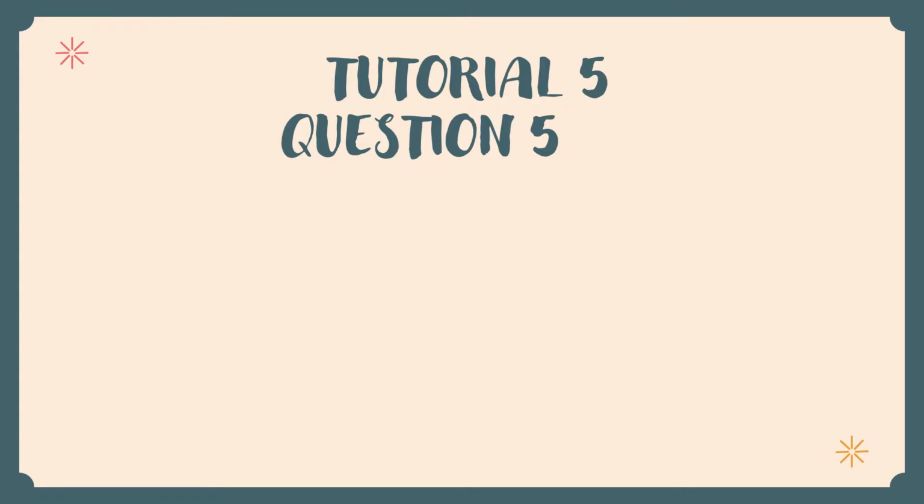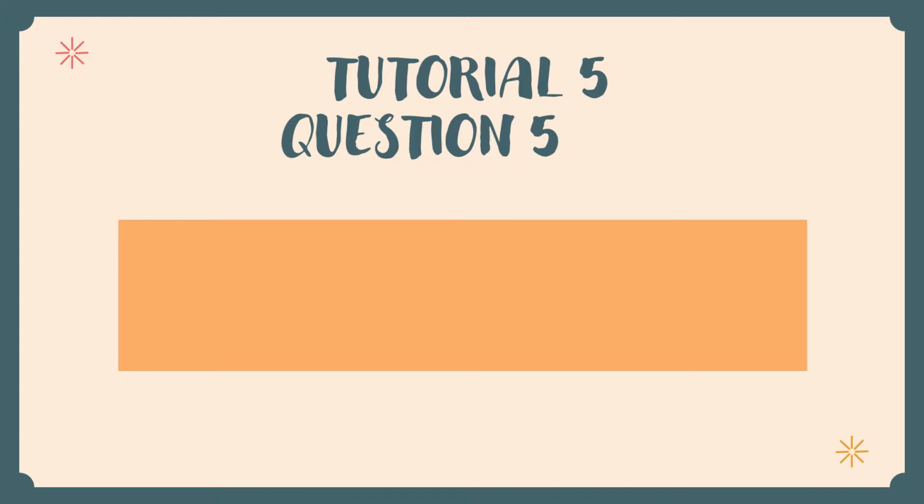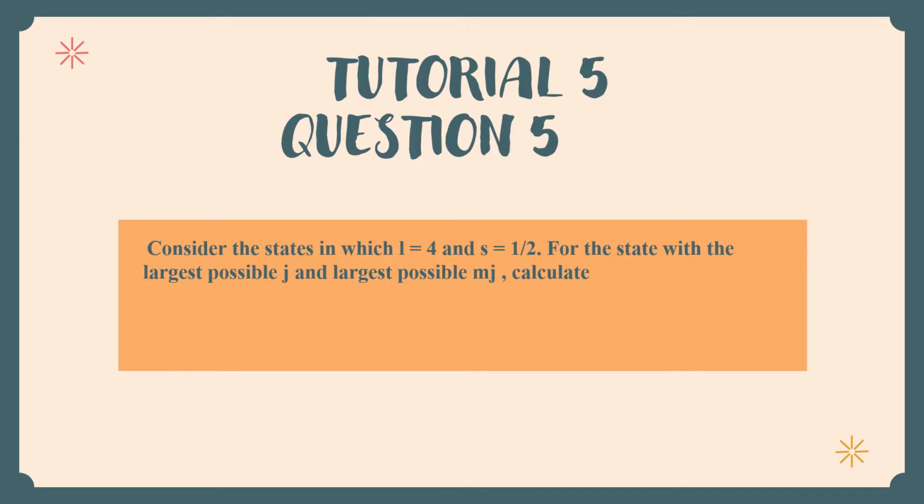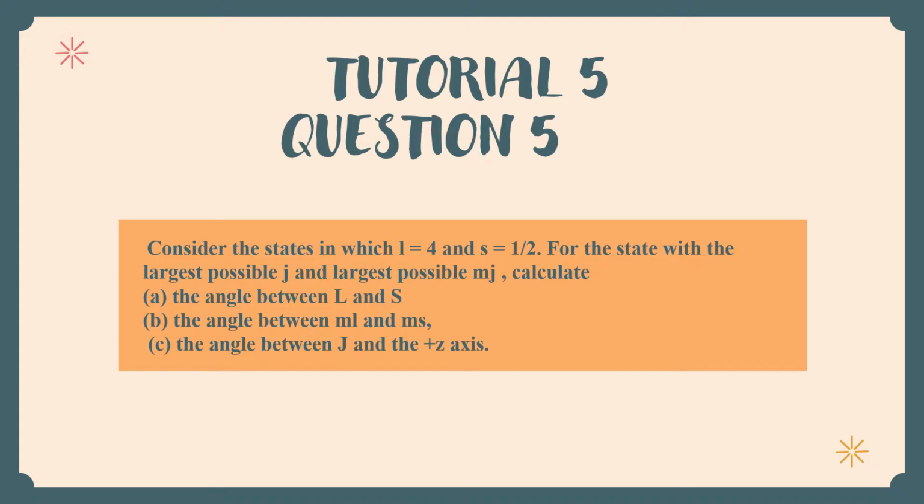Okay, for the first question, we choose tutorial 5, question number 5. Consider the state in which L equals 4 and S equals 1/2. For the state with the largest possible J and the largest possible MJ, calculate the angle between L and S, the angle between ML and MS, and the last one, the angle between J and the positive Z axis.